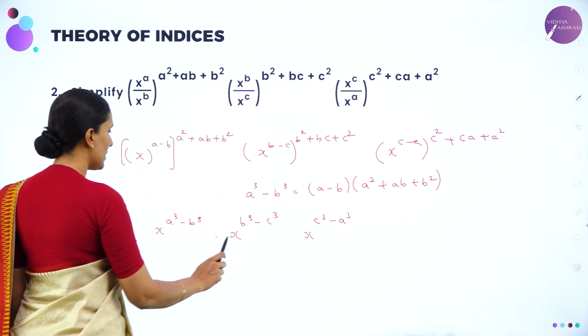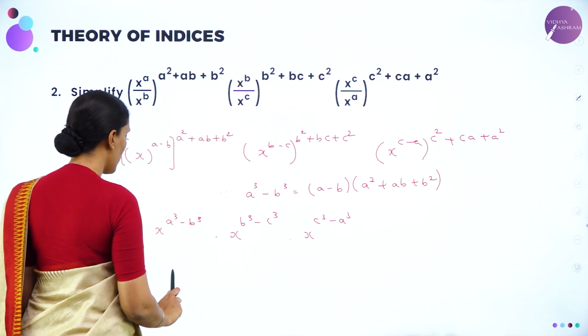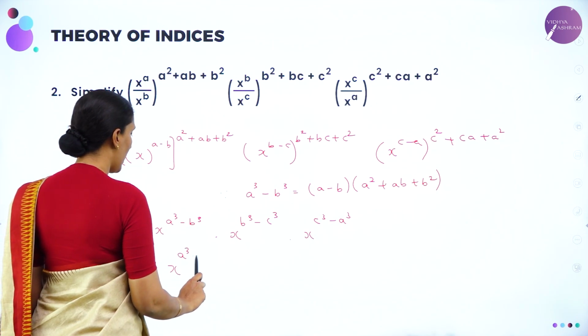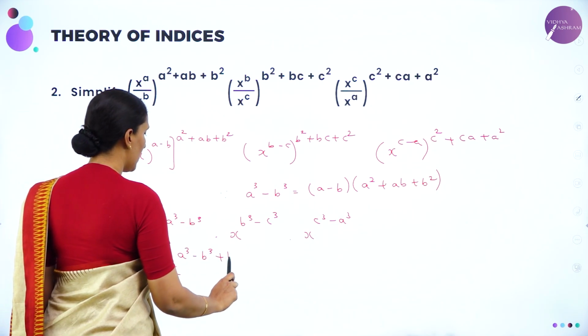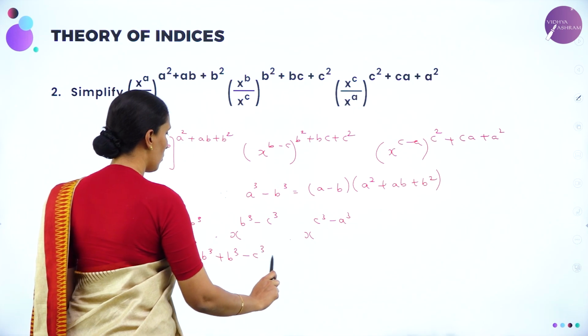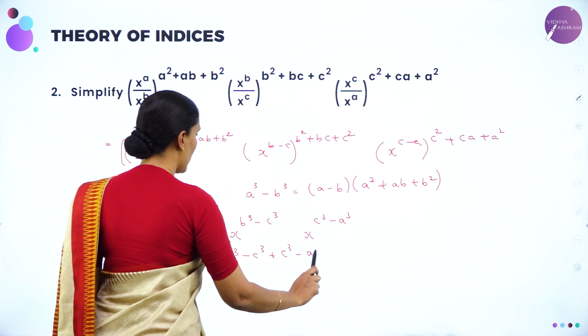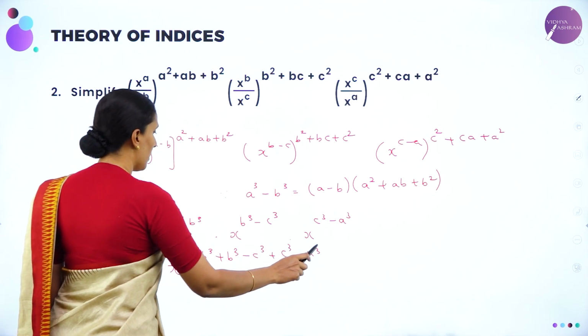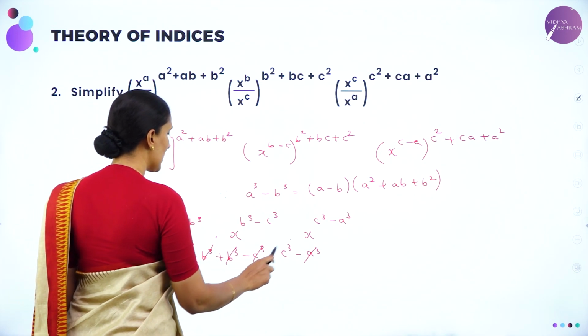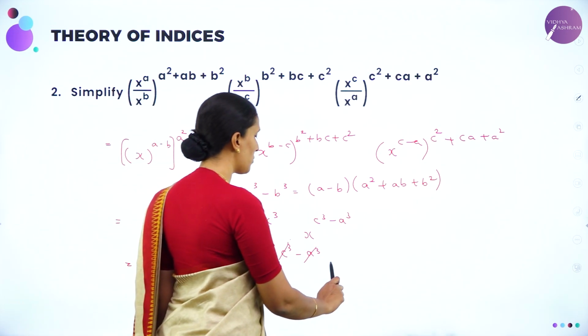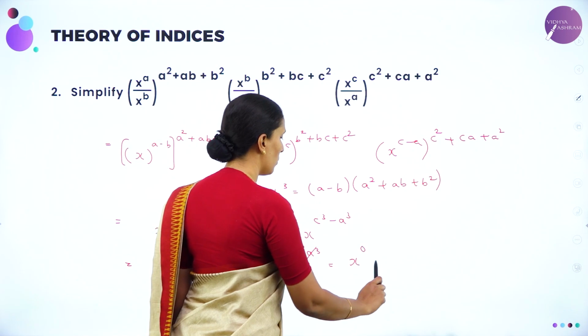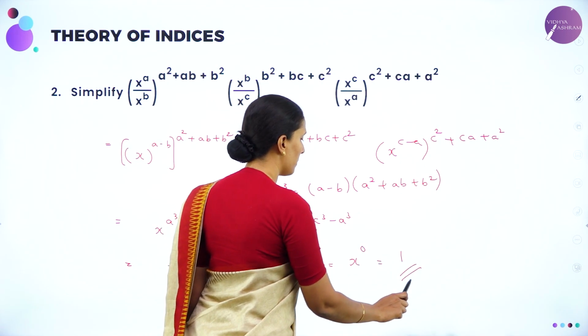Now, since the base is same, the powers can be added. So, x to the power a cube minus b cube plus b cube minus c cube plus c cube minus a cube. So, powers with opposite signs get cancelled. So, we are left with here x to the power 0. This is equal to 1.